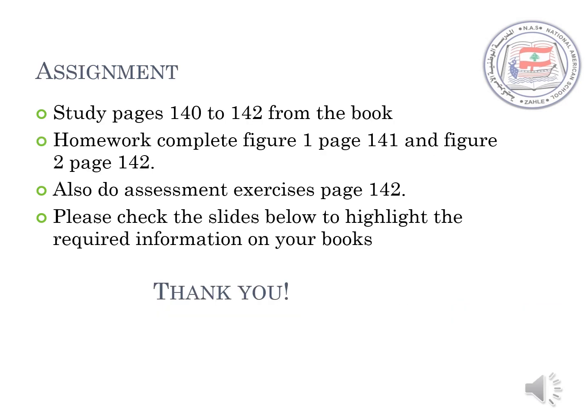As an assignment for next time, please study pages 140 to 142 from the book. As homework, please complete Figure 1, page 141 and Figure 2, page 142. Also do the assessment exercises, page 142, and check the slides below to highlight the required information in your books.